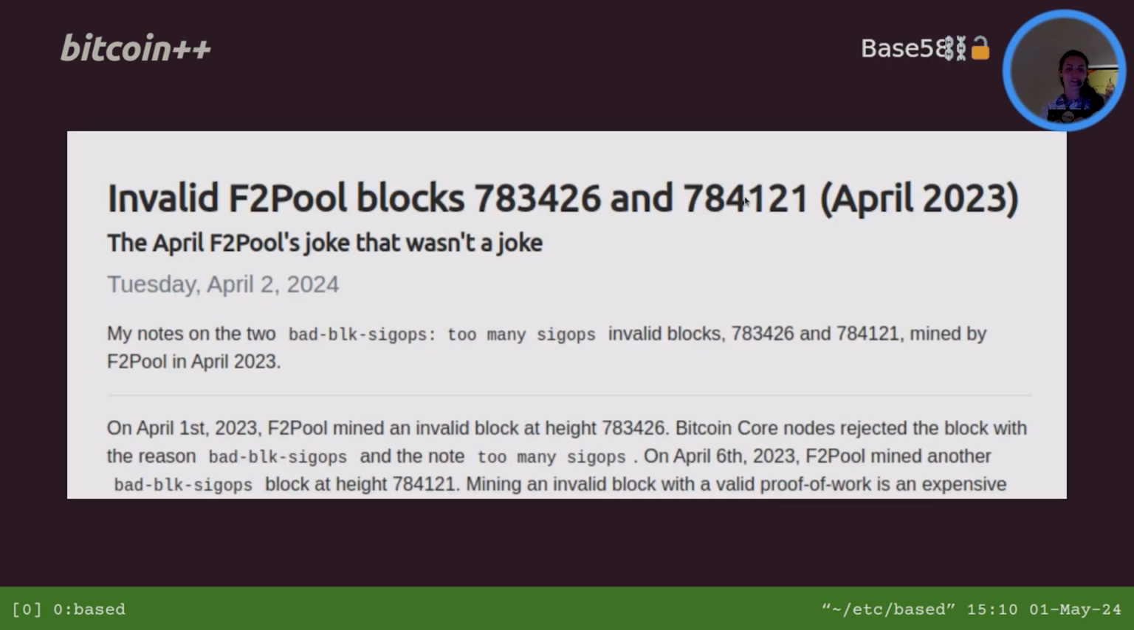But in fact, back in April, this is from last year, April 1st, 2023, F2Pool mined a block. They actually mined 2 blocks in April where they got bad block sigops, too many sigops. So they had 2 blocks where they took transactions and did a bad accounting job and went over the sigops limit, and then they found a winning nonce for that block. So they found a winning block.